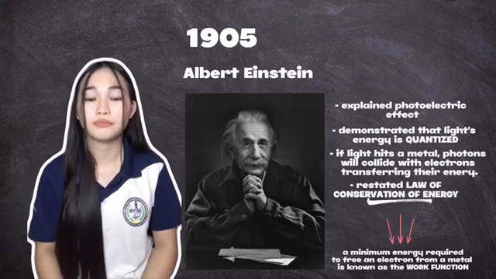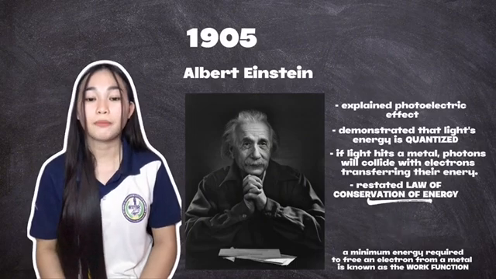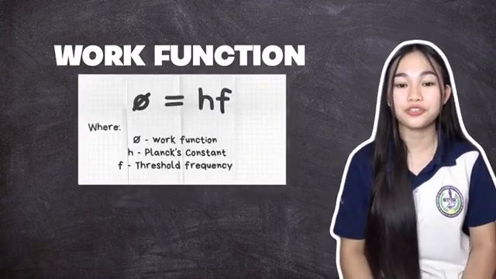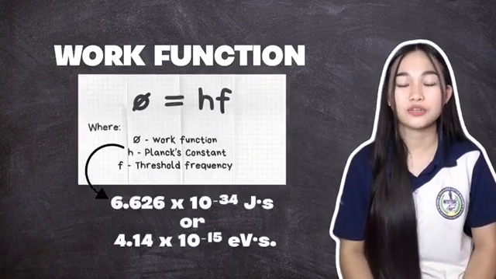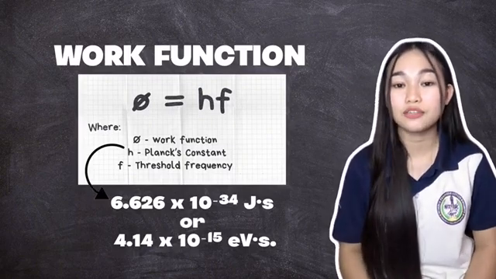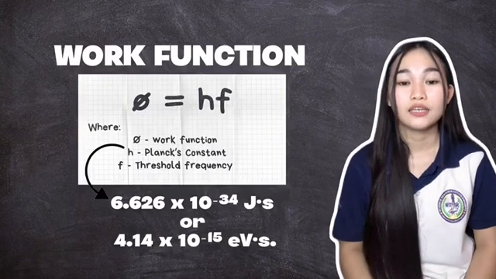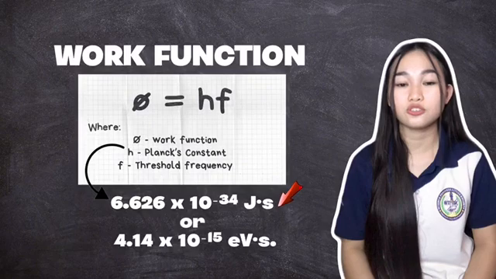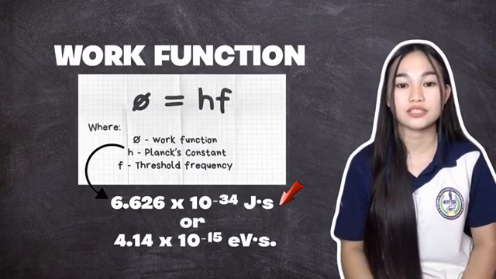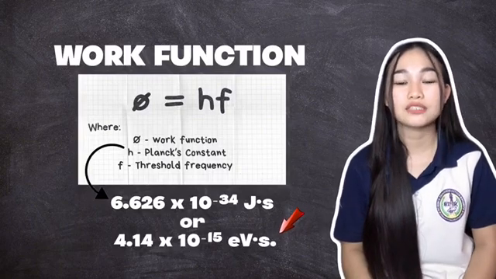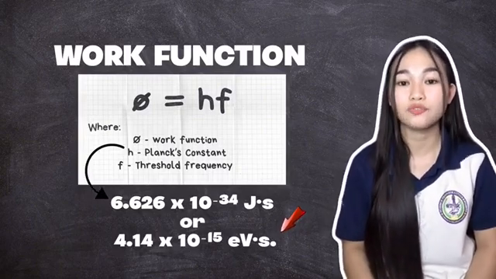This law states that the minimum energy required to free electrons from a metal is known as the work function. The work function can be calculated using the equation: work function equals Planck's constant times threshold frequency. Planck's constant is 6.626 times 10 raised to negative 34 joule seconds, or 4.14 times 10 raised to negative 15 electron volt seconds. The value 6.626 times 10 raised to negative 34 joule seconds represents Planck's constant in joule seconds, which is a common unit system in physics, and the value of 4.14 times 10 raised to negative 15 electron volt seconds represents the same fundamental constant but expressed in electron volt seconds.